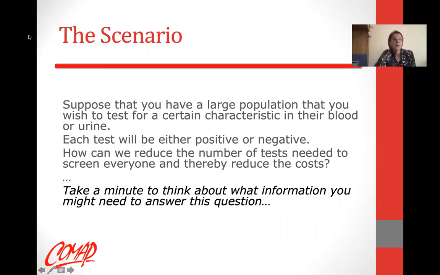For example, people have asked about the efficacy of the tests. How many false positives will we have? How many false negatives? What's the prevalence of the disease in the population? So again, if you want to stop the video and talk to each other about what simplifying assumptions you might make or what questions you would have to solve this problem, you could do that.